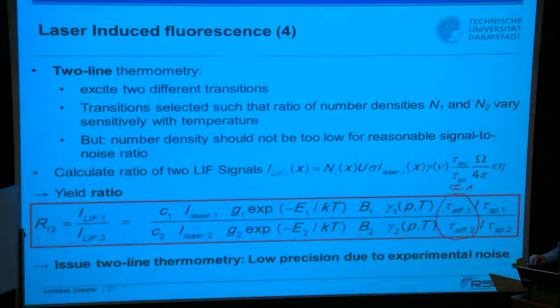Anyhow, if you do that, you're still in 2-line thermometry. You have a low precision because you just take the ratio of 2 measured quantities, which on their own are noisy. Of course, you could do better if you would use 3 lasers or 4 lasers and do 3 or 4-line thermometry, but because that's not practical, no one has done that.